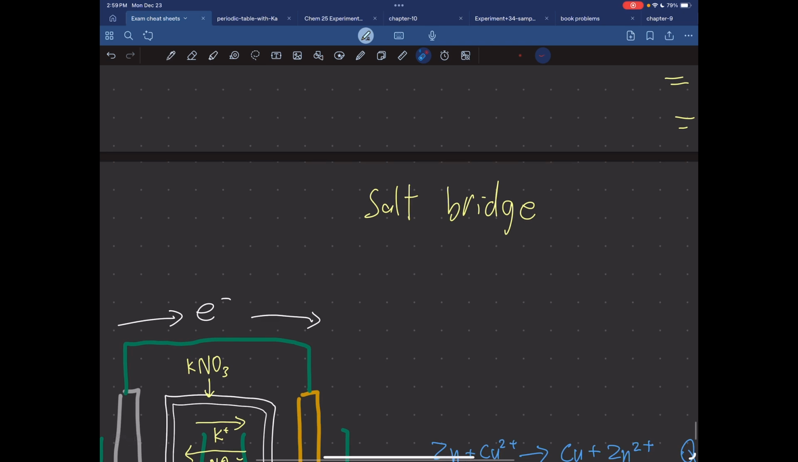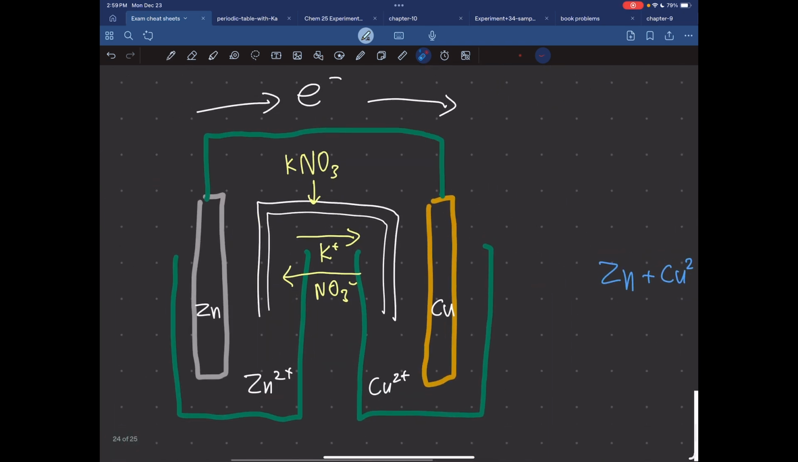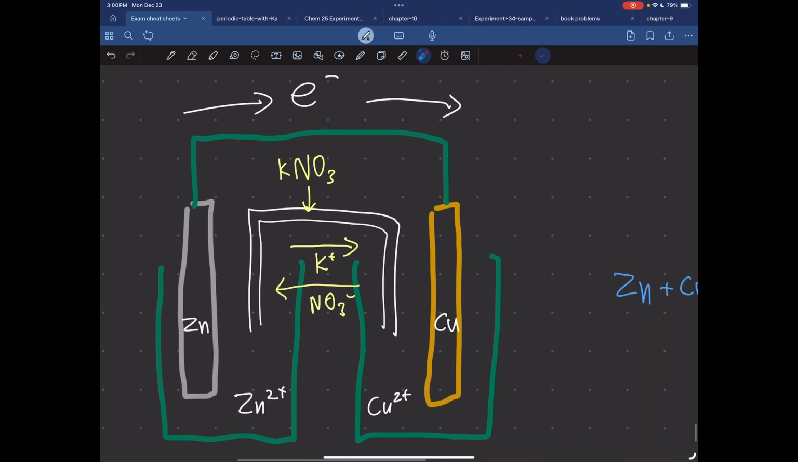Okay, now finally onto the salt bridge. A salt bridge is like a piece of paper or something soaked with some salt, like potassium nitrate or NaCl or just anything that's a salt, as long as it's an aqueous thing. So how do you know which way the ions will flow? Well, you can see the negative charge is going this way.